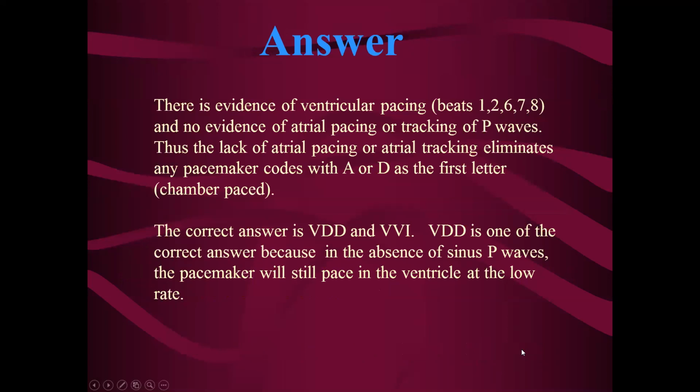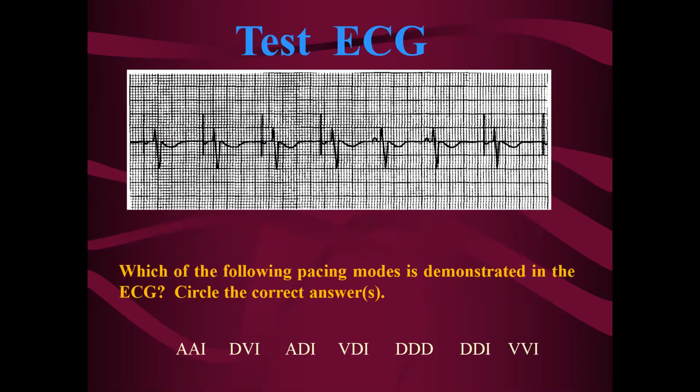Let's see if I did it right. Okay, so you can review the answer here based on the way that we worked it through. VDD is one of the correct answers because when there are no sinus P waves, the pacemaker will still pace the ventricle at the low rate. Okay, let's try this one because I think we have about 15 minutes left.